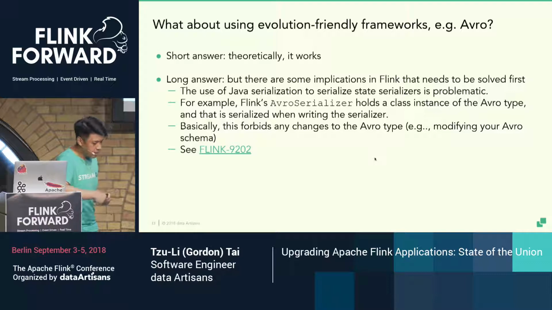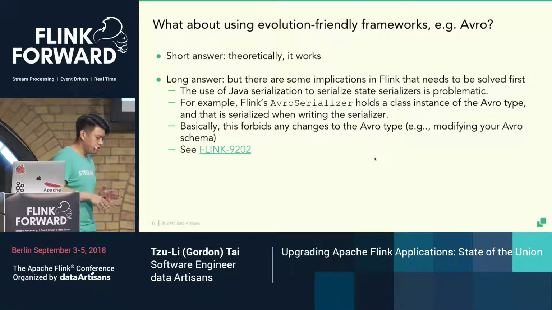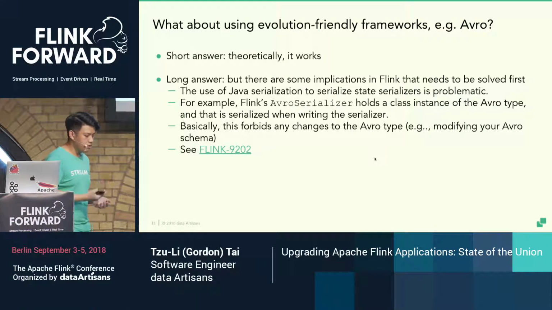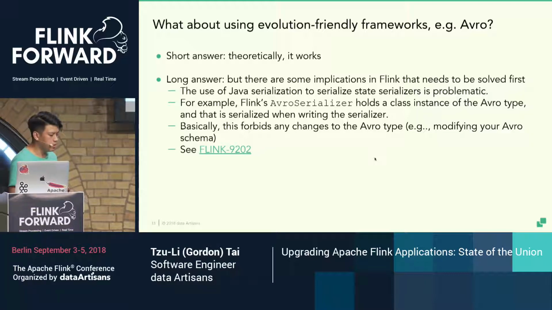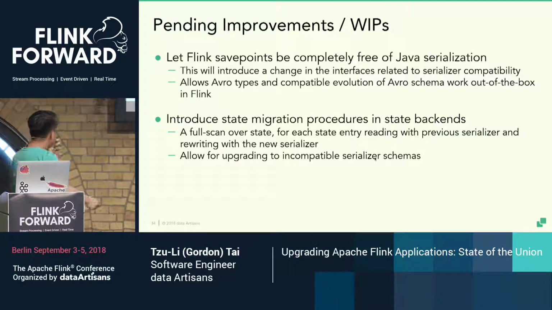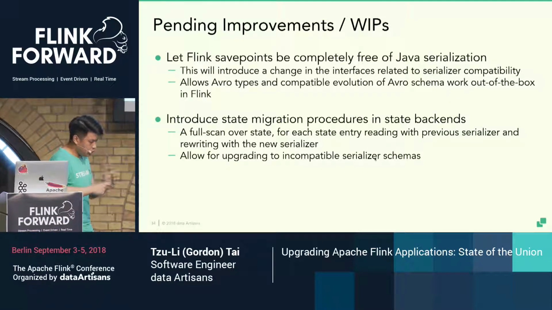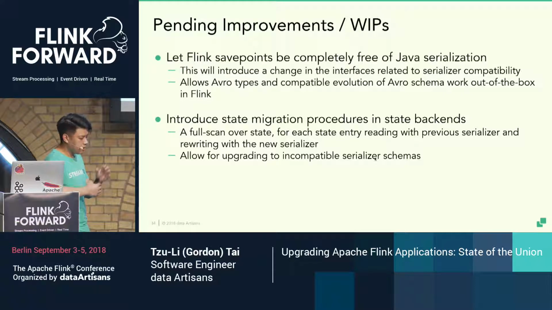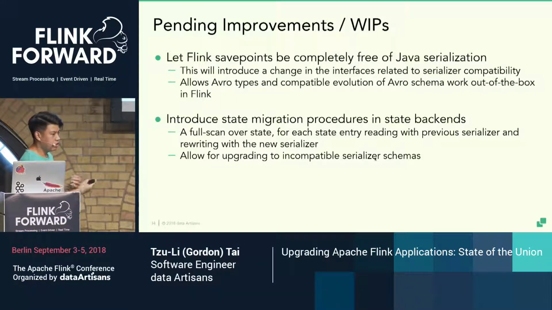There could have been a very fast workaround fix for this, but the community then decided, hey, we should do this properly, and I will discuss how we're going to do it. The main idea that should be fixed, as a prerequisite for an actual state migration story, is to let Flink save points be completely Java serialization free. Right now, the main pain point is the serialization of serializers. This will, unfortunately, most likely introduce a change in the interfaces related to the serializer compatibility.